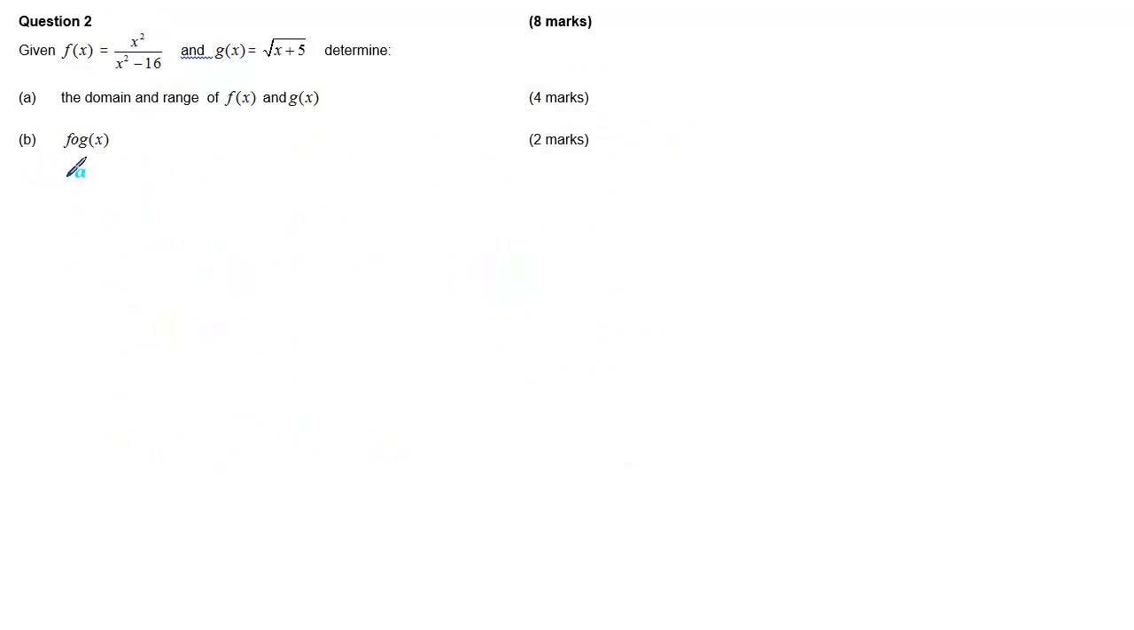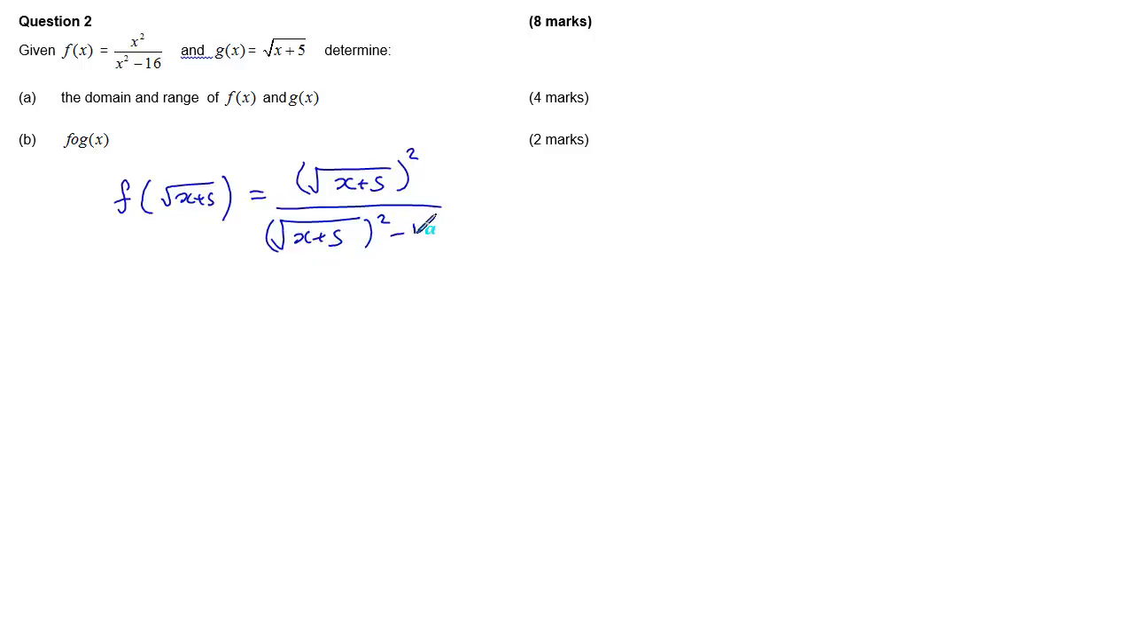Now in part B we want f of g of x, so that's going to be f of root x plus 5. Substitute that into f, and we get root x plus 5 squared over root x plus 5 squared, take away 16, which is x plus 5 over x plus 5 take 16, giving us x plus 5 over x minus 11.